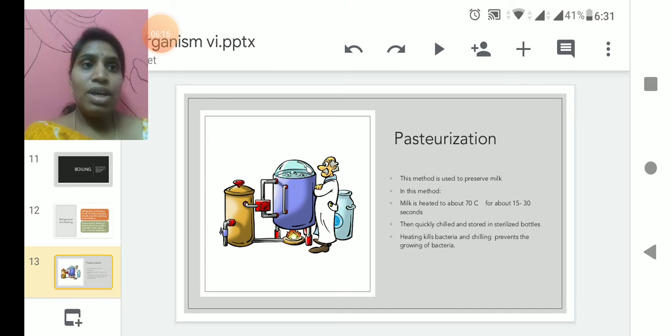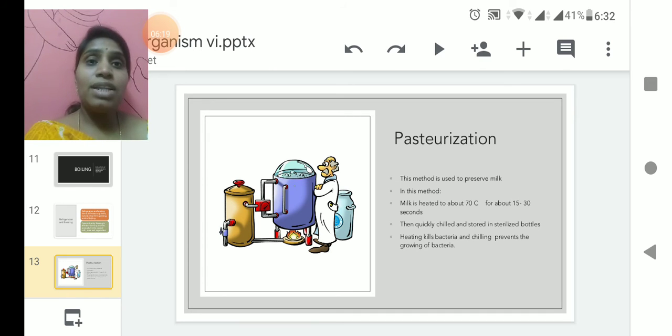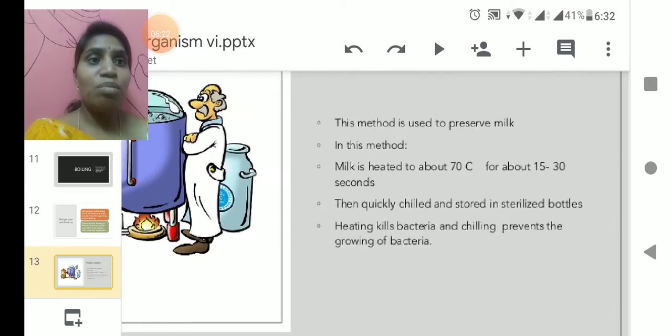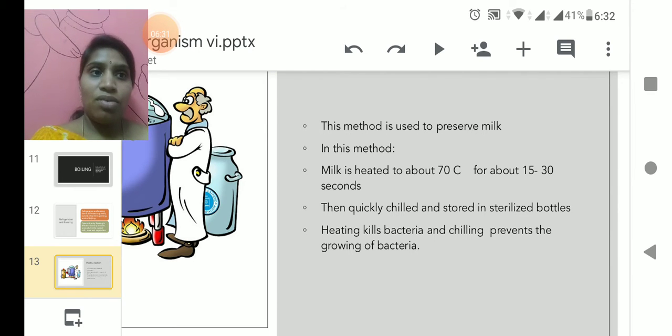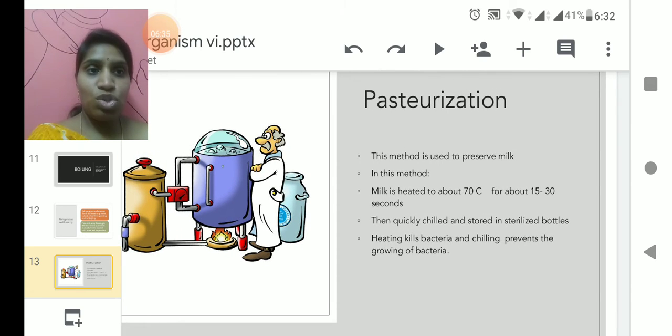So here in the process of pasteurization, what will they do actually? They will heat the milk to about 70 degrees for about 15 to 30 seconds. Then quickly they will cool it. They will chill it, right? And they will store it in sterilized bottles.